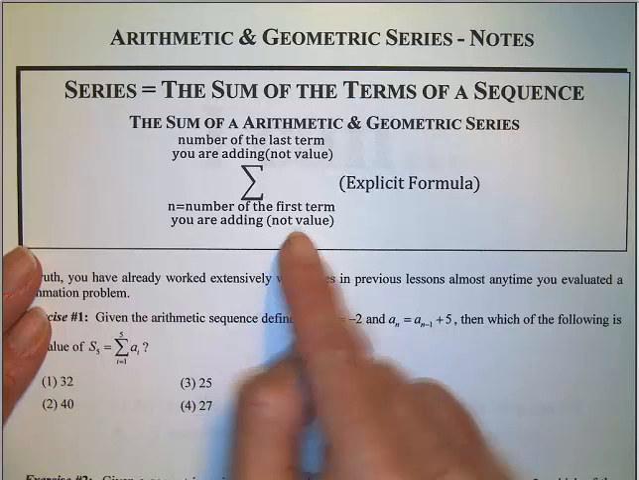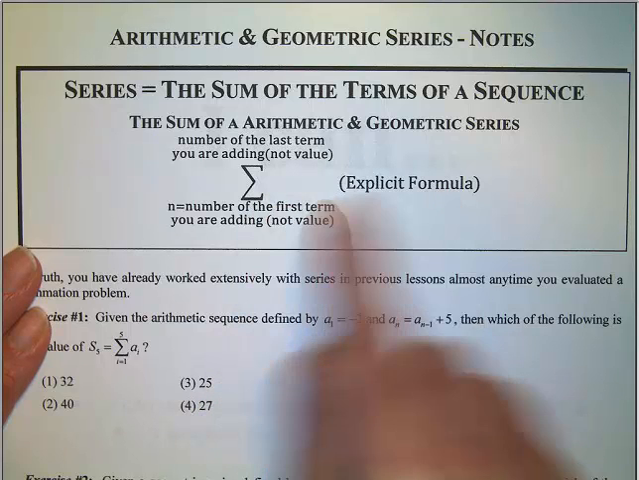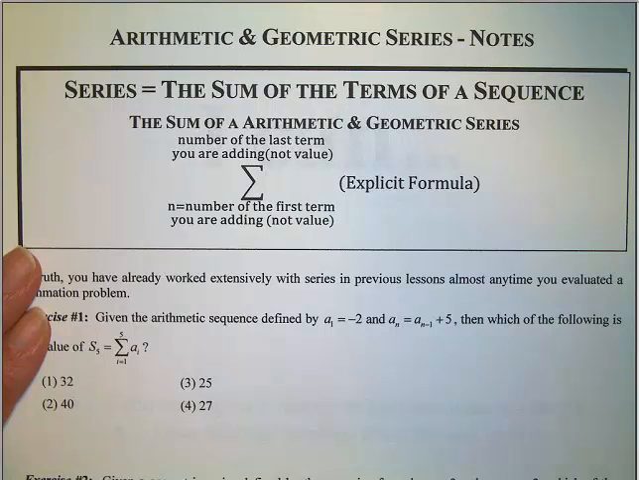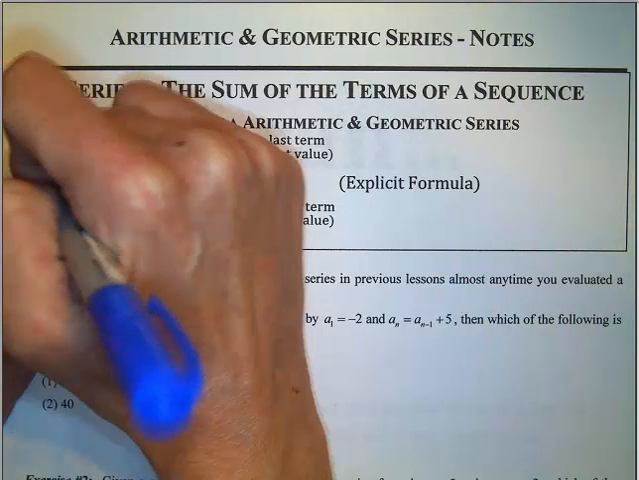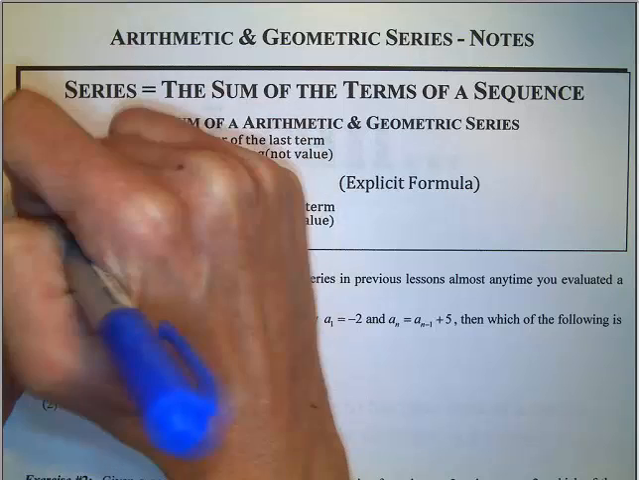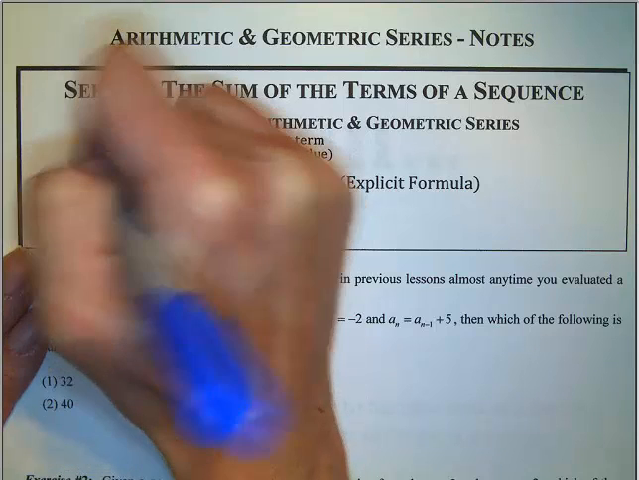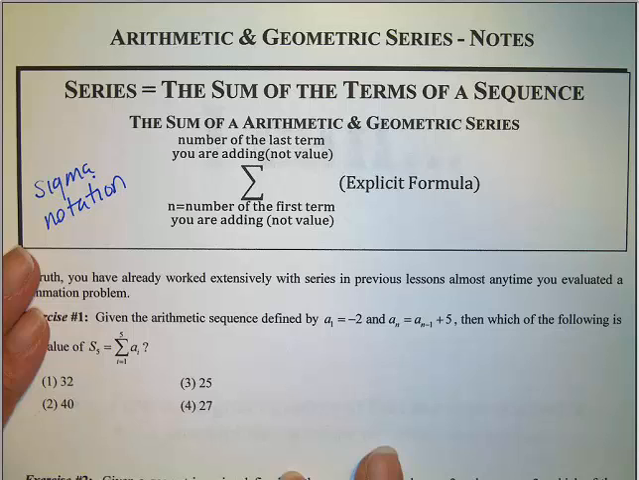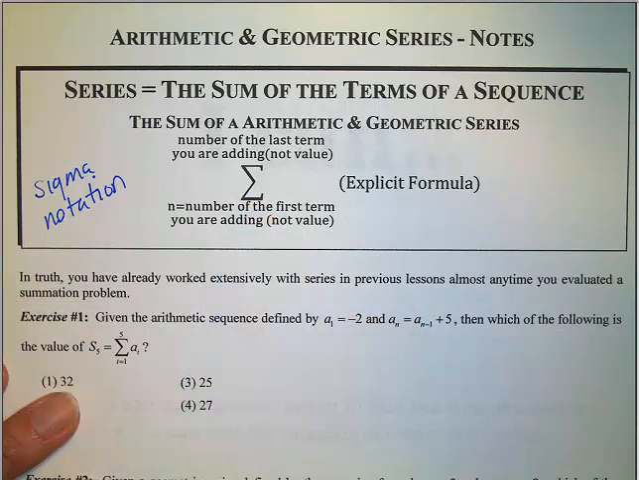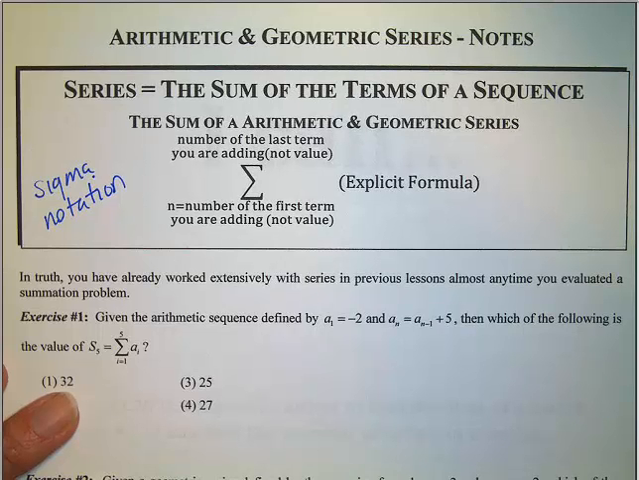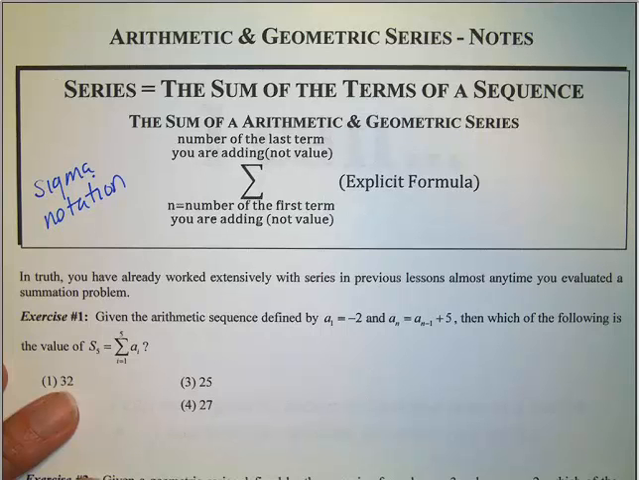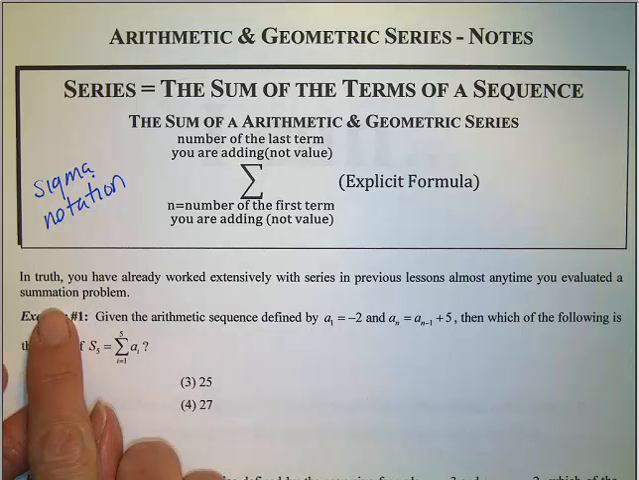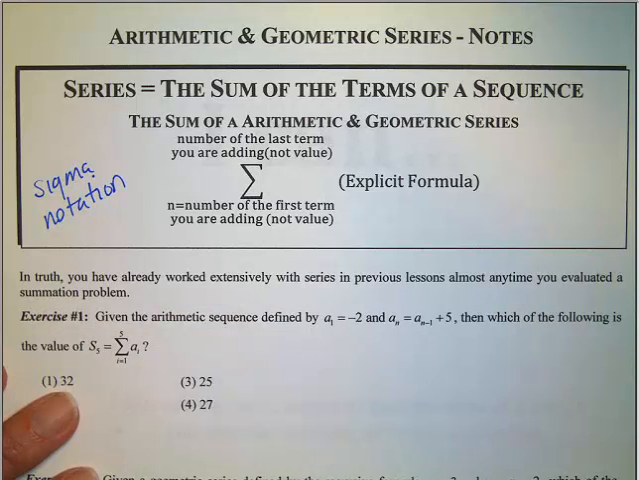And then after the summation comes the explicit formulas that we talked about. And again, this is also called sigma notation. And sigma is the Greek word for this symbol. So in truth, you've already worked extensively with series in a previous lesson, almost any time you evaluate a summation problem. And we changed the order, so summation problems are what we're doing next lesson. So you have not worked extensively. We're just beginning this work.